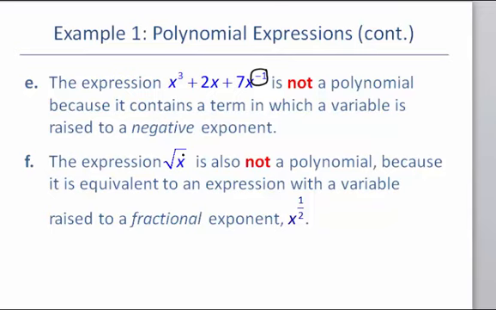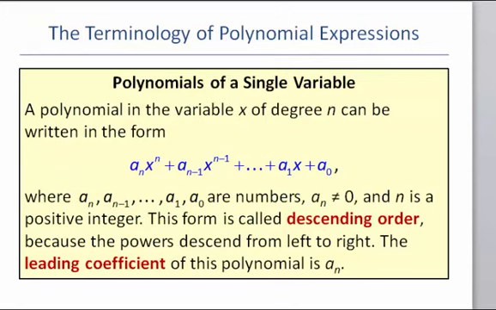Our second one, the square root of x. Remember, the square root of x can be written as x to the 1/2 power. It's the same thing as x to the 1/2 power. And so again, polynomials have to have positive integer exponents. This doesn't have an integer exponent, it has a fraction. So not a polynomial on that as well. All right, so our formal definition for a polynomial of a single variable looks like this.